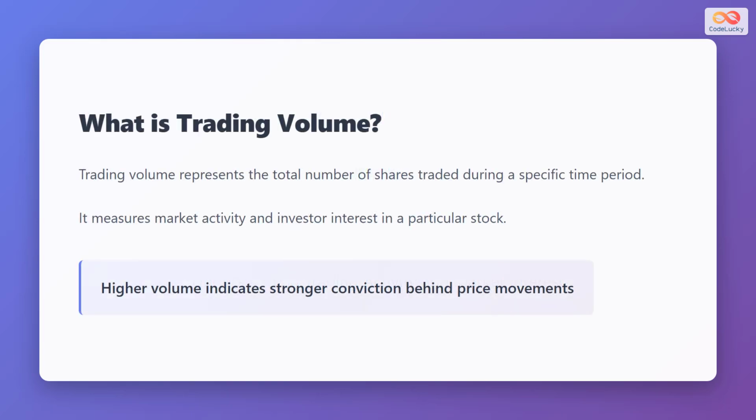Trading volume represents the total number of shares traded during a specific time period, such as a day, week, or month. It measures market activity and shows how much investor interest exists in a particular stock. When volume is higher, it indicates stronger conviction behind price movements. Think of volume as a measure of enthusiasm. If many people are buying or selling, something important is likely happening with that stock.